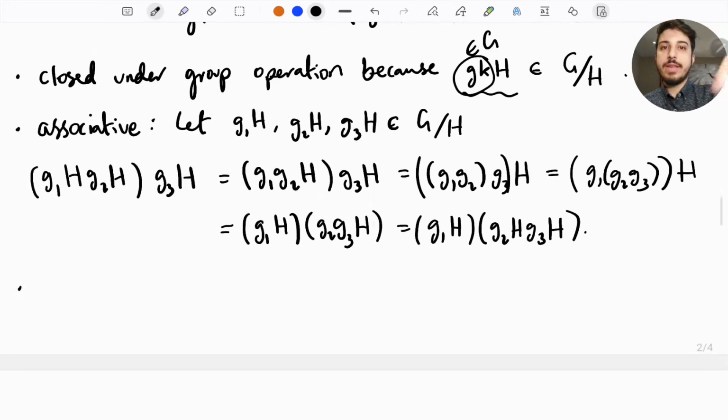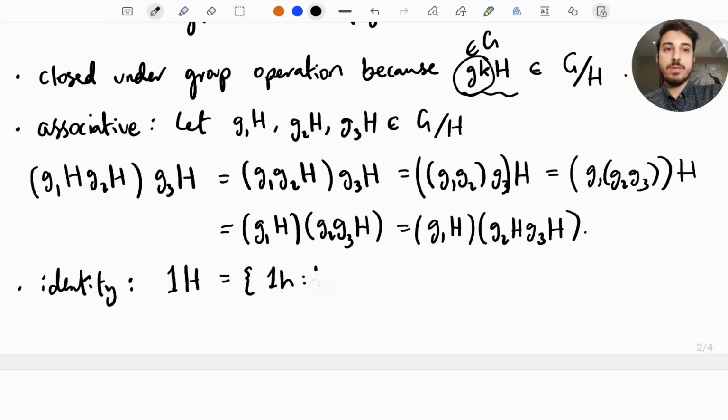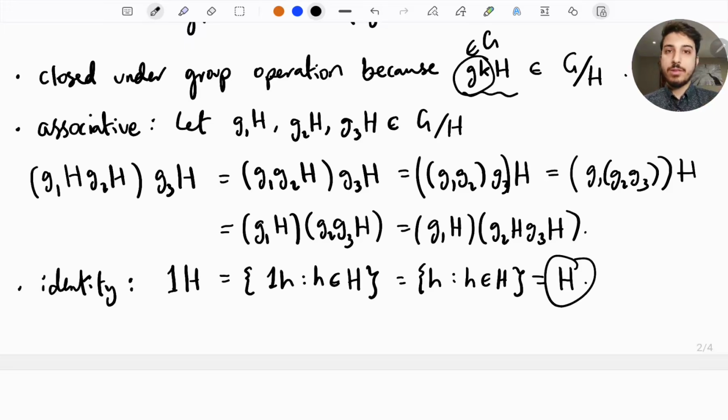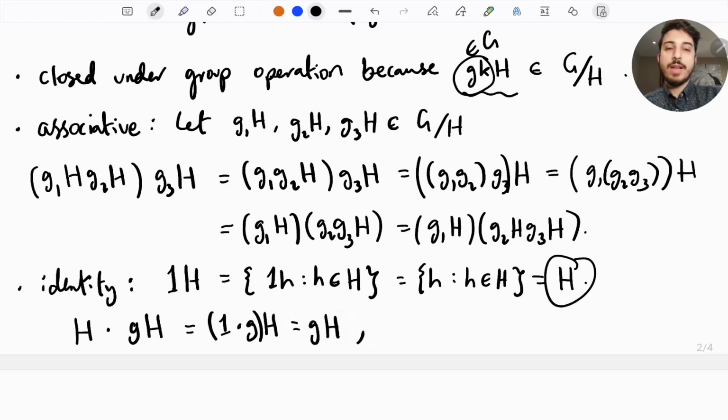Now, what is the identity element? It is natural to assume the identity element is H because we have cosets gH. So it is natural just to replace g by the identity. And this is 1H, but 1 times any element in the set, so this is just equal to 1 times H for h in H. That's just equal to H. So this is the identity of this group that we're trying to prove. Because H times any gH will give back 1 times gH, which is equal to gH, and gH times H will be also g times 1H, which will give us gH. So it is indeed an identity.